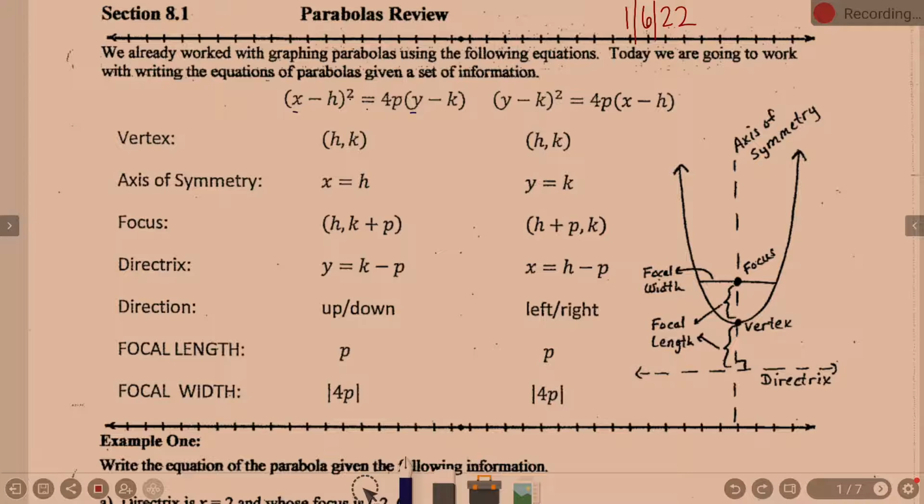And so the directrix, you'll see I have drawn in here, is an invisible line, kind of like the axis of symmetry, except the directrix is perpendicular to the axis of symmetry. So in a parabola that opens up or down, if your axis of symmetry is vertical, then my directrix is horizontal. But the point is that the focus is the same distance from the vertex as is the directrix. And so you'll notice right there the distance from the vertex to the focus is listed as the focal length. In the same respect, the distance from the vertex to the directrix is the focal length.